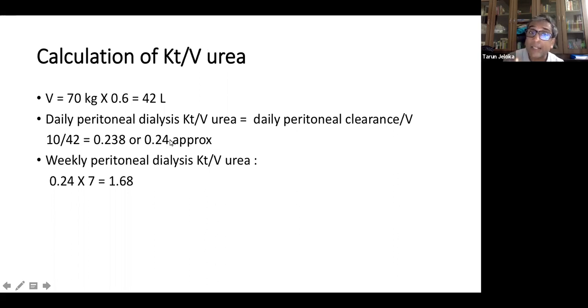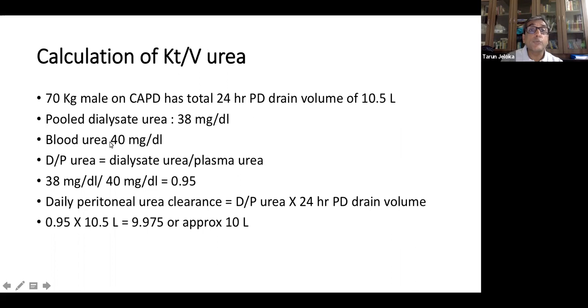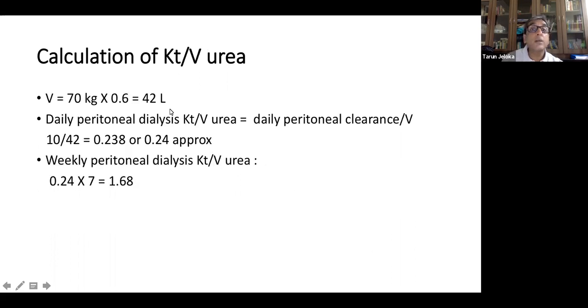This is daily clearance. But remember, the clearance in peritoneal dialysis is usually expressed weekly. Weekly dialysis Kt/V urea, or weekly creatinine clearance. So you multiply that by 7, and this patient's weekly Kt/V is 1.68. You got it? Let's go once more. So you calculate D over P urea, multiply by total drain volume, that is Kt, divided by volume of distribution, that is V. You get a per day Kt/V, multiply by 7 is weekly Kt/V.